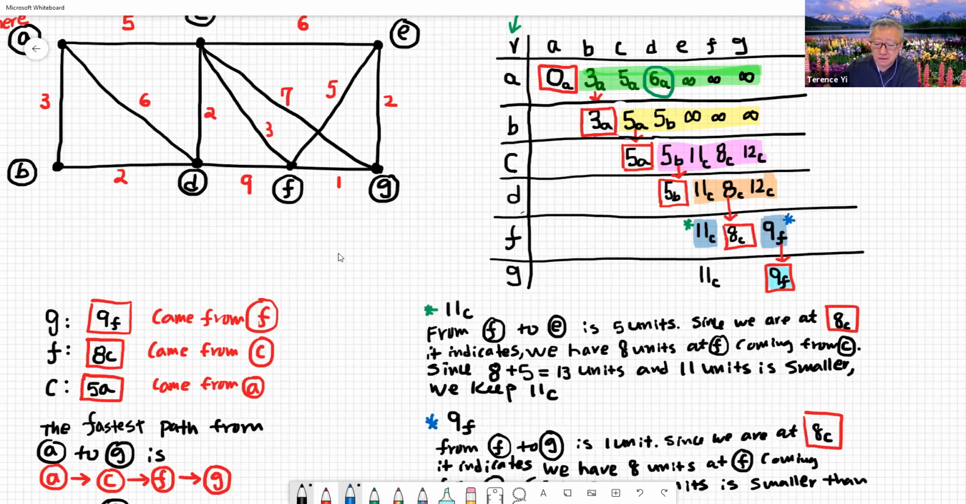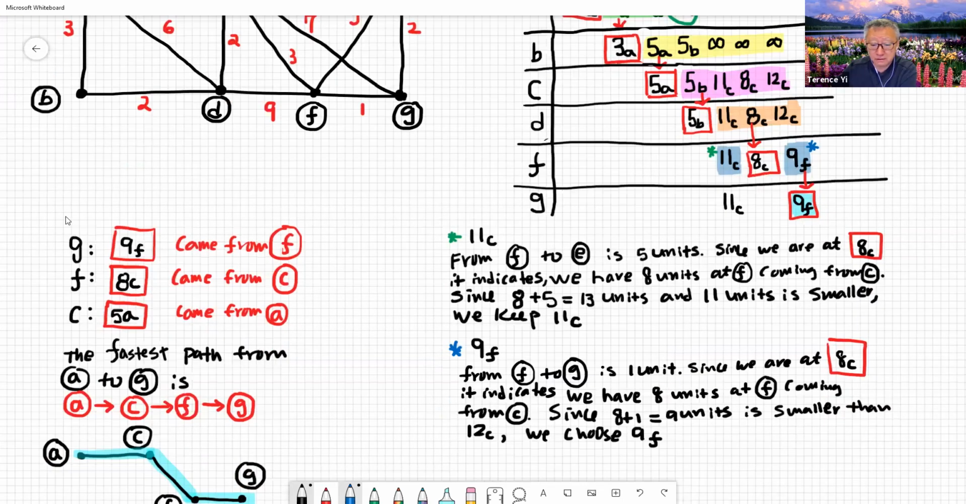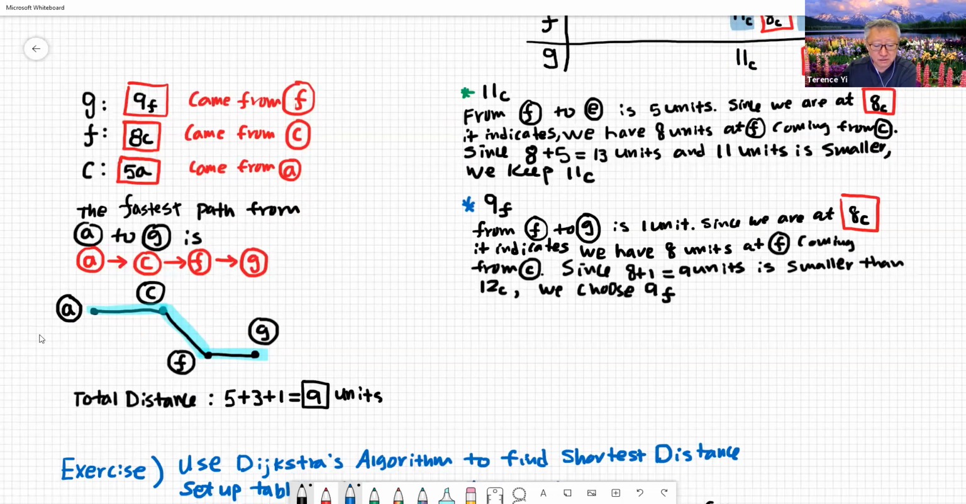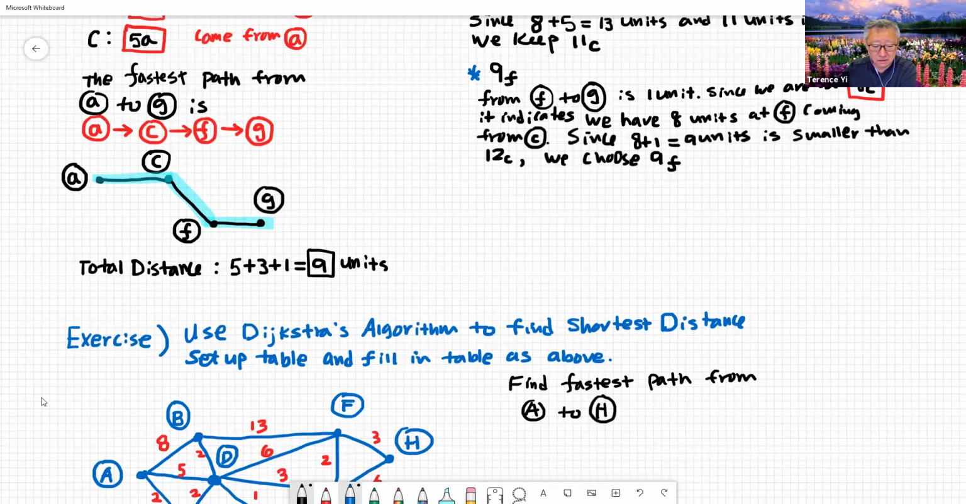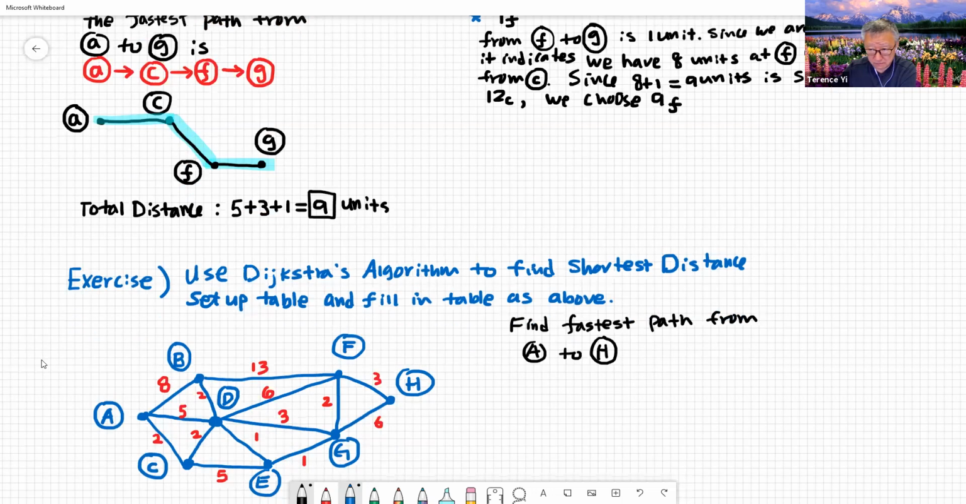Okay, so I want you to try this. Once you understand this thing, it's not going to be that difficult. Okay, you just evaluate each path as you go to the next one.